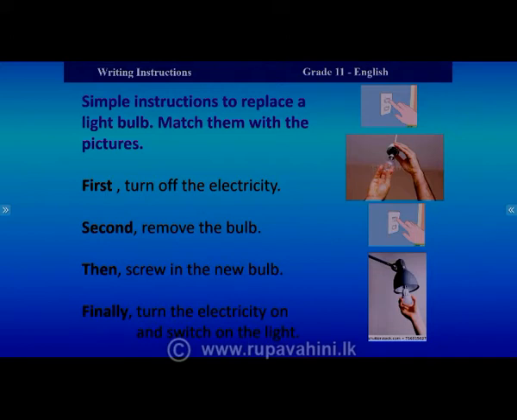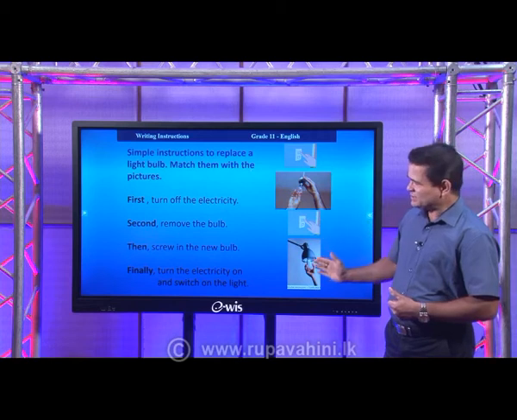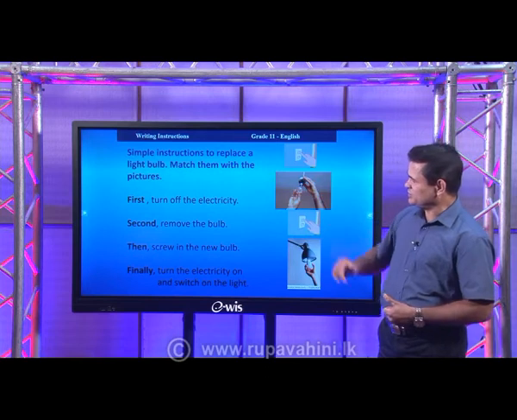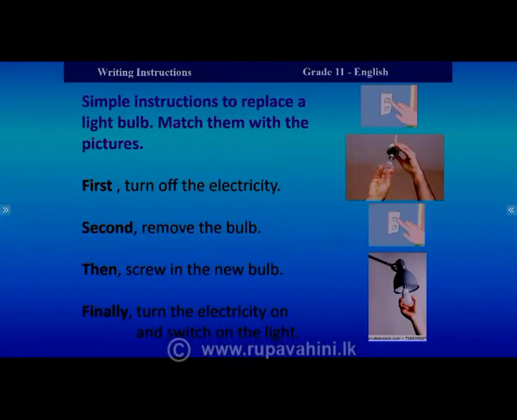Simple instructions to replace a light bulb. Match them with the pictures. Here, how to replace a light bulb. There are some pictures and instructions. Can you match these instructions with the pictures? First one, it says, first turn off the electricity. Which picture? Second, remove the bulb. Then screw in the new bulb. And finally, turn the electricity on and switch on the light.